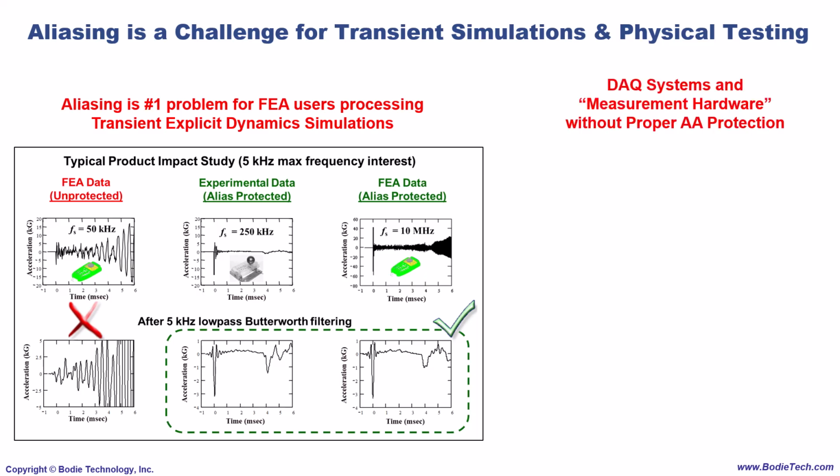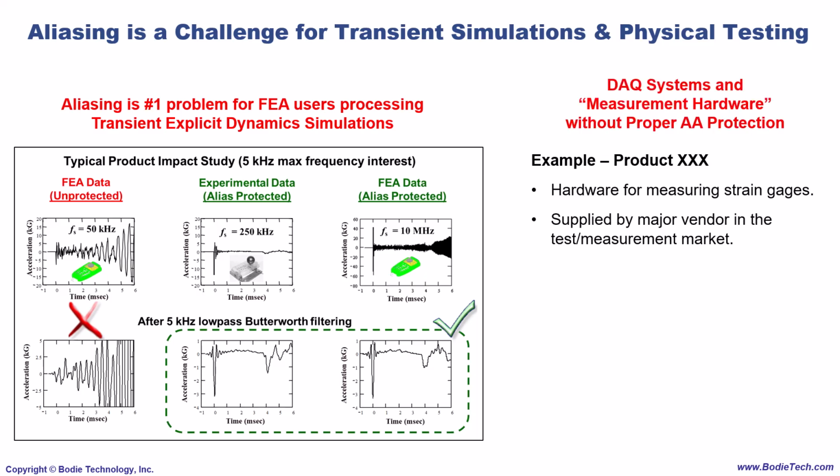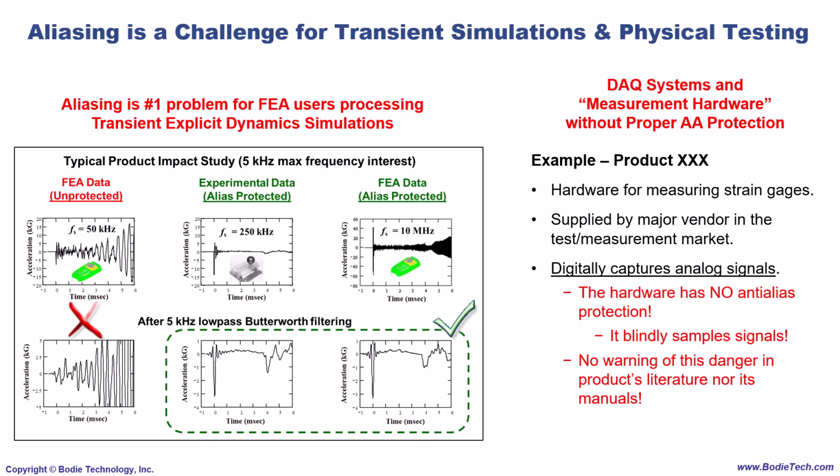Unfortunately, aliasing can also appear in physical tests too. Consider this data acquisition product for collecting transient strain gauge measurements supplied by a major vendor in the test and measurement market. The product digitally captures analog signals, providing you with a nice ASCII file of your transient strain data. Except this hardware the vendor is selling has no anti-alias protection. It just blindly samples signals, and there is no warning of this danger anywhere in its product literature nor its manuals.